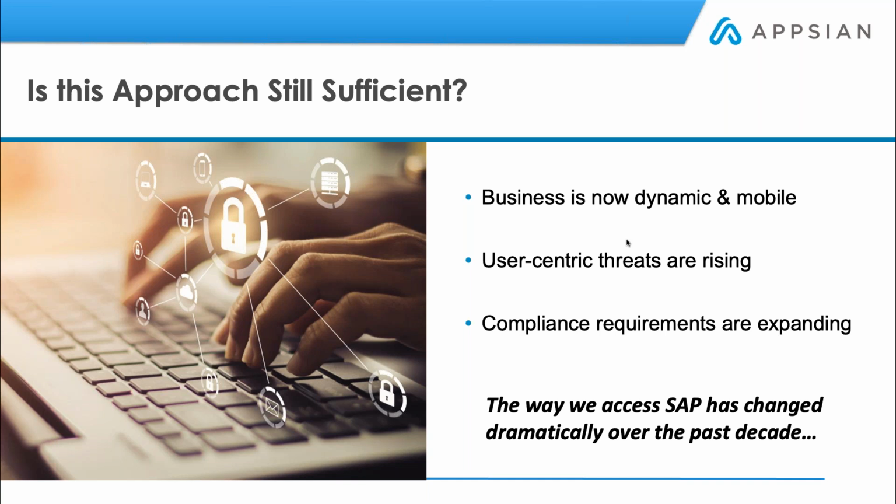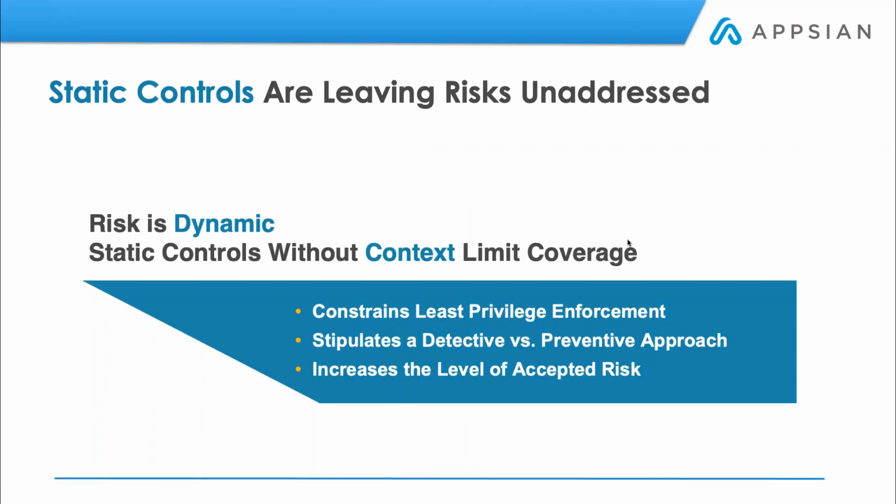And the way we access SAP has changed dramatically over the last decade. But really, we can even pinpoint the last, like I was saying earlier, 12 to 14 months, as a dynamic shift in how people are accessing systems holistically, regardless of whether they're ERP or any of the business systems that you're currently working with. When we think about how the controls are put in place today, those role-based access controls are very static. So what they're doing is leaving risks unaddressed, and by that, risk is dynamic. It's going to continue to change.